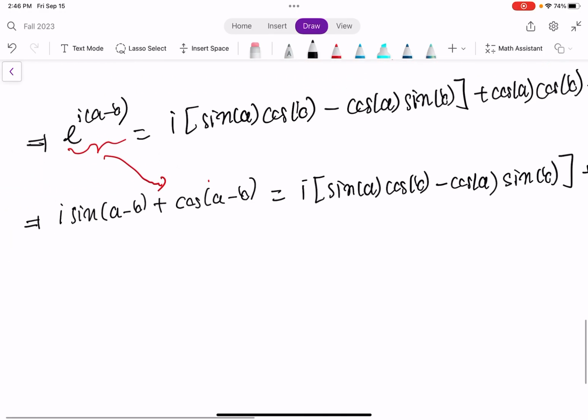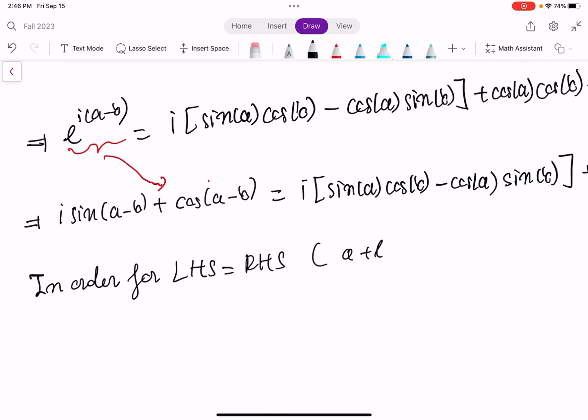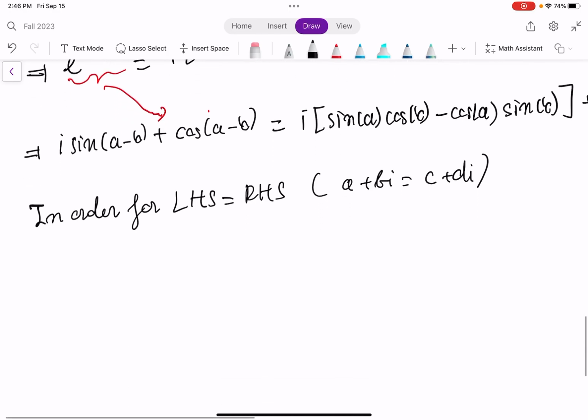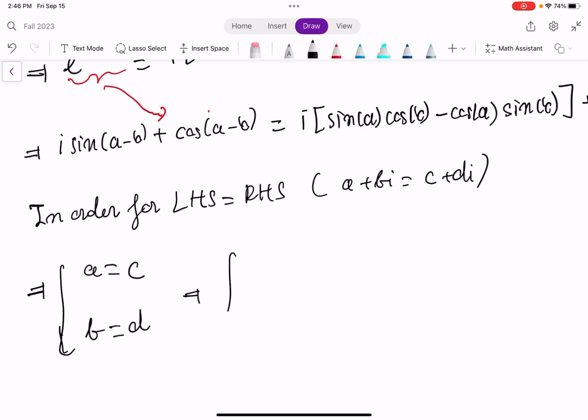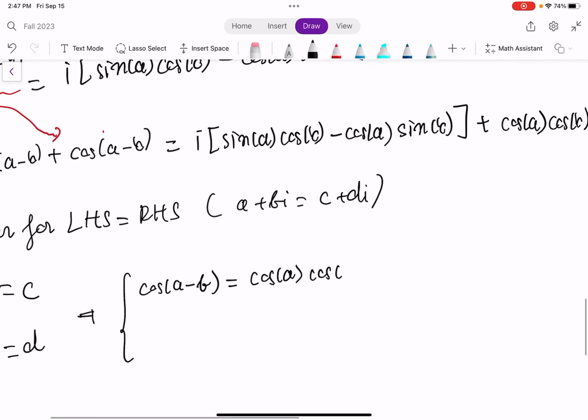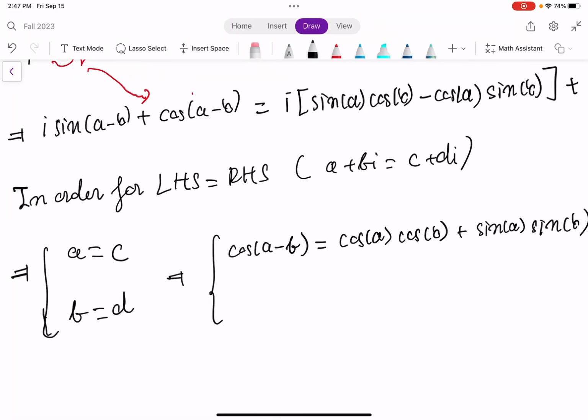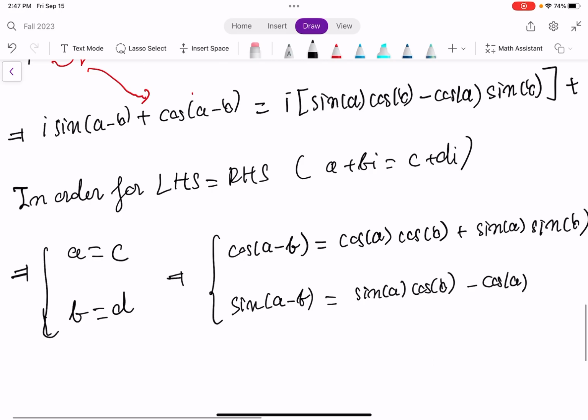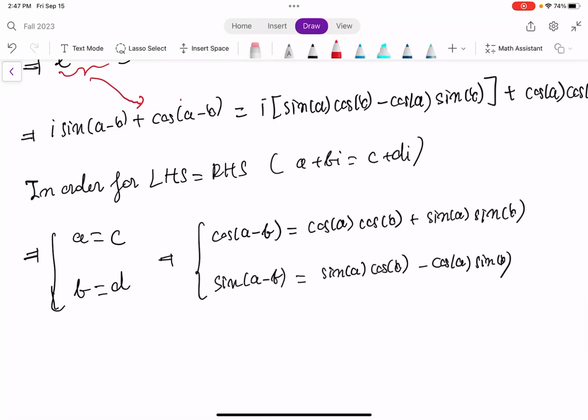If you equate both sides, for the left hand side to equal the right hand side, in other words a plus bi equals c plus di, just like the previous problems, the real part equals the real part, a equals c, and the imaginary part equals the imaginary part, b equals d. So the real part, cosine of a minus b, equals cosine a times cosine b plus sine a times sine b. And the imaginary part, sine of a minus b, equals sine a times cosine b minus cosine a times sine b. This is the formula we have derived.